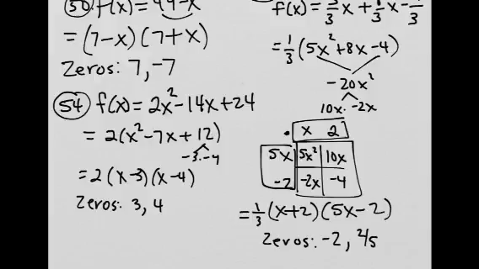The multiplicity of each of those is 1 because the exponent here is 1 and the exponent here is 1. So that tells you negative 2 is a 0 once and 2/5 is a 0 once. So the multiplicity is 1 for each of them.